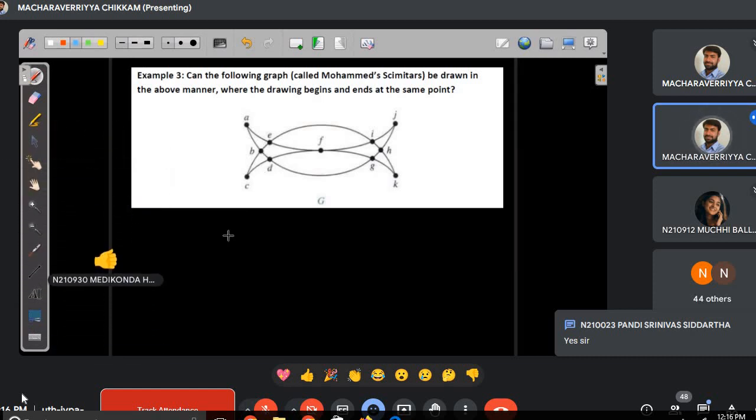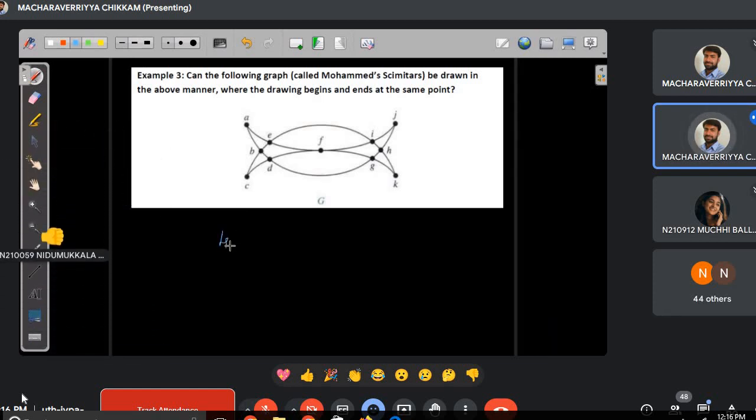B, E, D have degree 4. So 4, 4, 4. And even I, H, G have degree 4, 4, 4. And A, C, I, K, they have degrees. I hope F also has a degree 4. And the rest have degree 2. Alright, this is the degree sequence. So all vertices are of even degree.